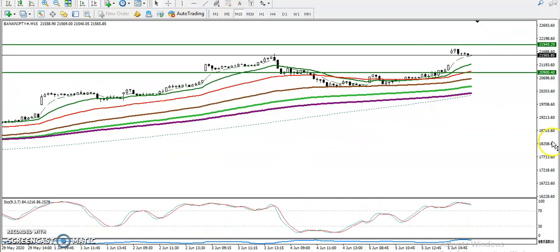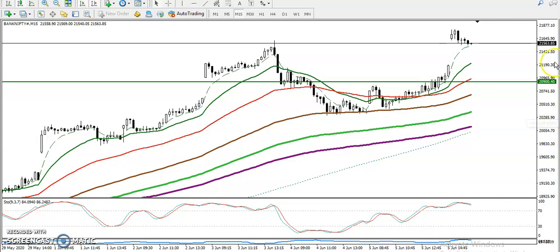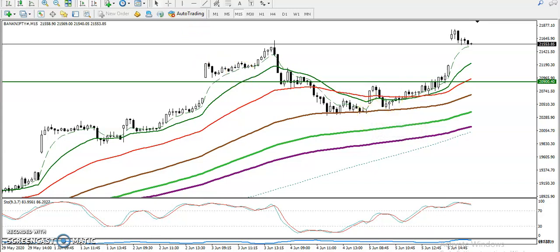Now see how the 15 minute chart is behaving. Right now you can see price is respecting the 100 moving average. Have you seen it? This 100 on Bank Nifty: price hits and reverses, hits and reverses, hits and reverses. It means there is a moving average there. This is the 100 moving average, and we are expecting price to retrace to this level.